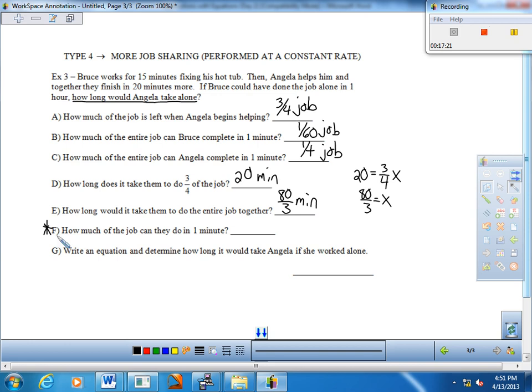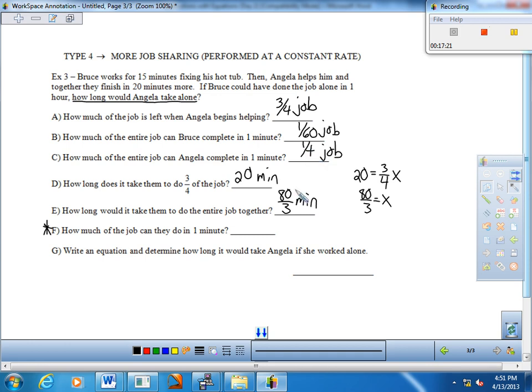That was missing. So remember the idea here, of course. Basically, the amount of the job that they can do in a single minute is the reciprocal of the time that it takes to do the entire job. Remember that piece, of course? It took Bruce 60 minutes, so he can do a 60th of the job in a minute. Angela, it takes t minutes, so it's 1 over t of the job in a single minute.